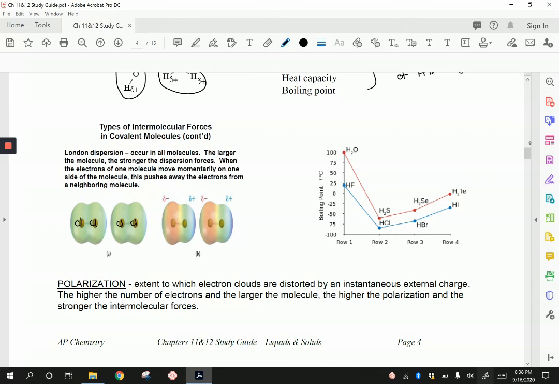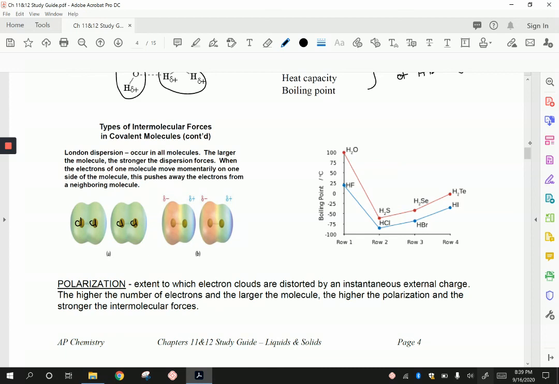Because the electrons are moving randomly in that electron cloud, let's say just for an instant, by coincidence, randomly, as the electrons are moving, they are concentrated in one area of the molecule more than another. So right here, it looks like the electrons are concentrated in this side of the molecule more than this side. So for that instant, just that tiny instant, there is a slight partial negative here because there are more electrons, and a slight partial positive here.